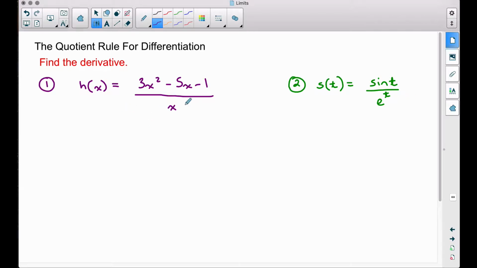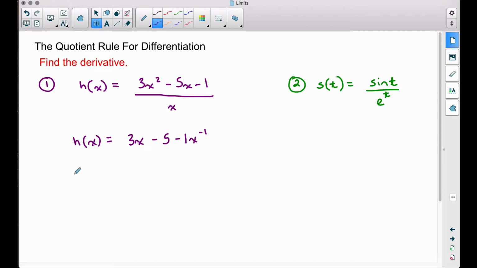So the first way we're going to do this example here is I'm just going to rewrite h of x by dividing each piece by x. Take the 3x squared, divide by x, we get 3x. All I'm doing there is subtracting exponents. Take the negative 5x divided by x, the x's cancel out, so we have minus 5. And then taking the negative 1 divided by x, we can write that as minus 1x to the negative 1 power. We can shoot that up here. So really what I did here is I divided each term by that x.